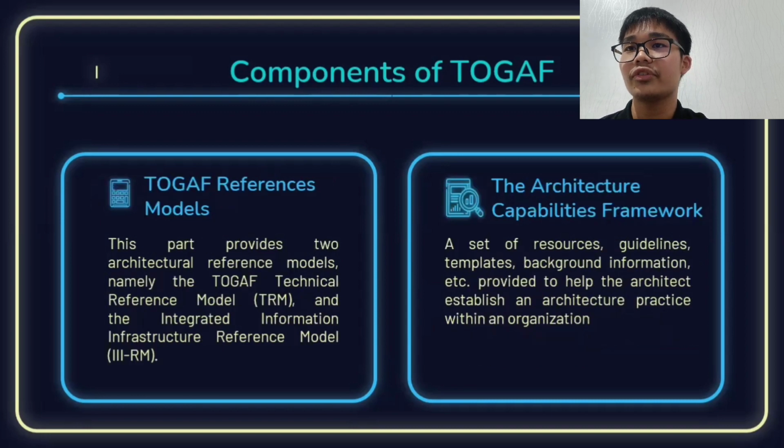Next, the TOGAF reference models. This part provides two architectural reference models, namely the TOGAF Technical Reference Model or TRM and the Integrated Information Infrastructure Reference Model or III-RM. The last component is the Architecture Capabilities Framework, a set of resources, guidelines, templates, background information, etc. provided to help the architect establish an architecture practice within our organizations.